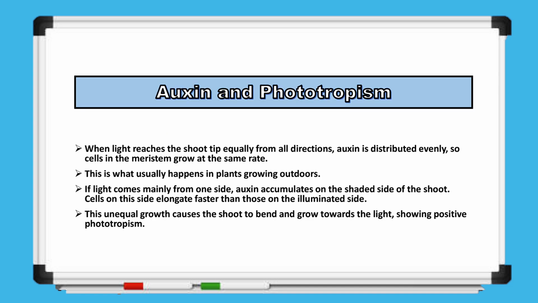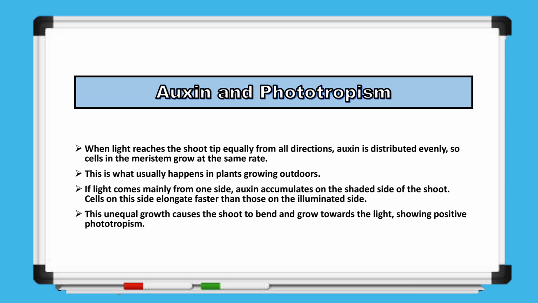And now focusing specifically on the role of auxin in phototropism. Auxin controls plant growth by causing cells on one side of the shoot to elongate faster, allowing the plant to bend towards light. When light reaches the tip of the shoot equally from all directions, auxin spreads evenly throughout the shoot tip. Because of this equal distribution, the cells in the meristem grow at the same speed. This is the normal condition for plants growing outdoors where light usually falls evenly.